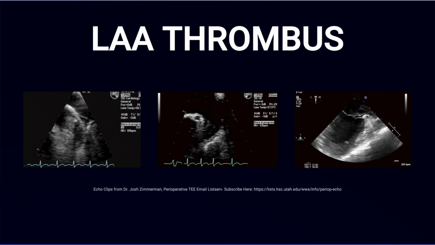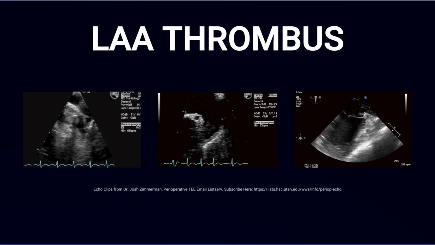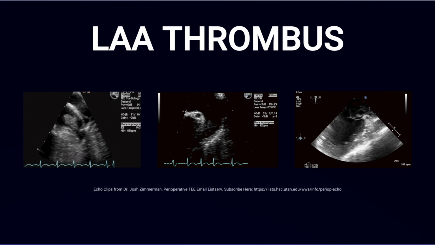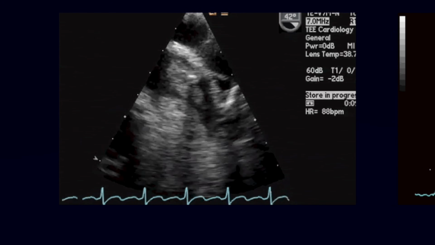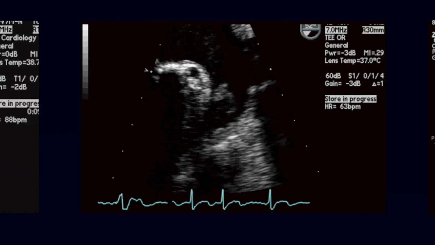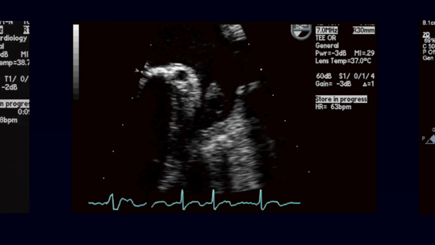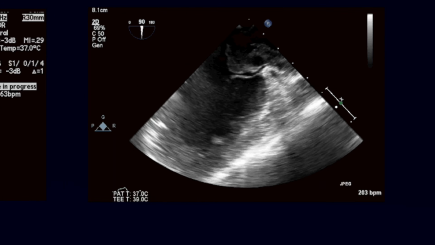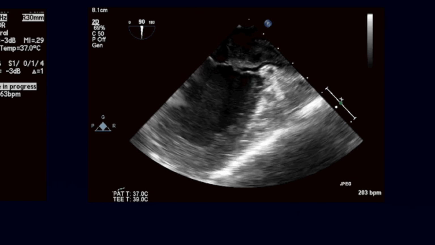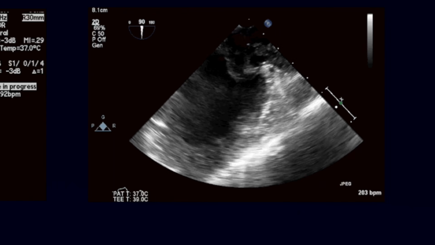Here are some images of patients that do have clot in the left atrial appendage. Here you can see it obviously where there's this thrombus in the left atrial appendage and even shadowing occurring from it. This next patient has a small thrombus coming from the tip of the left atrial appendage. And this last patient has a very large thrombus that even appears to be partially obstructing the mitral valve, but it originates from the left atrial appendage.